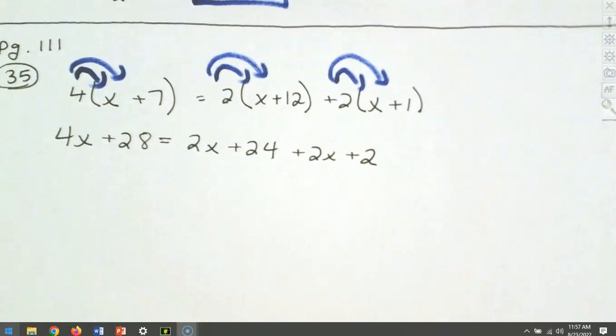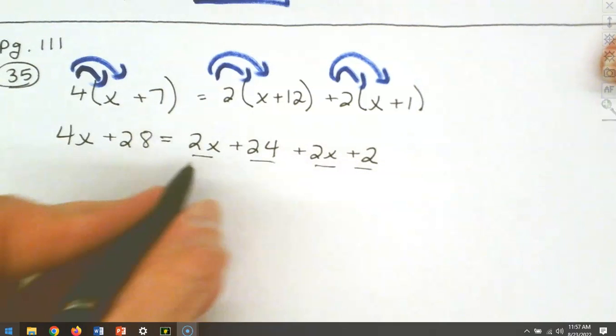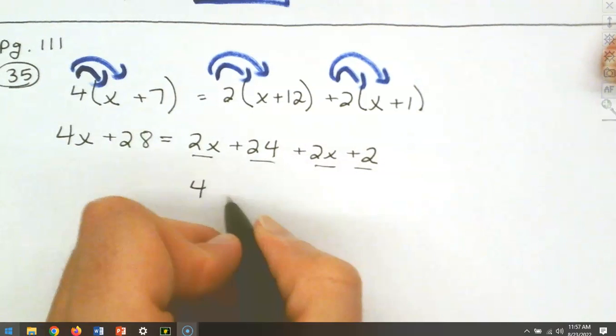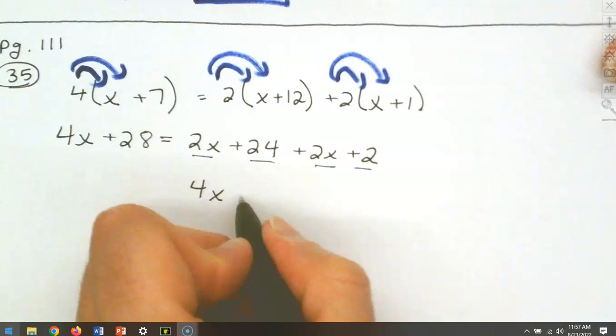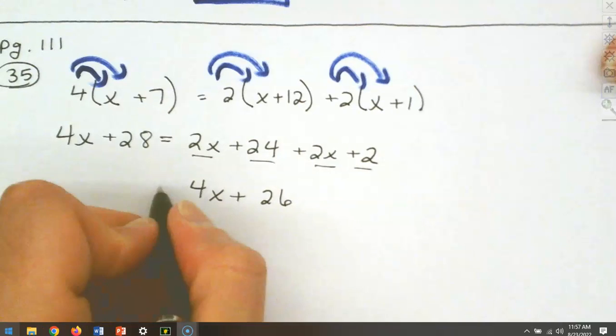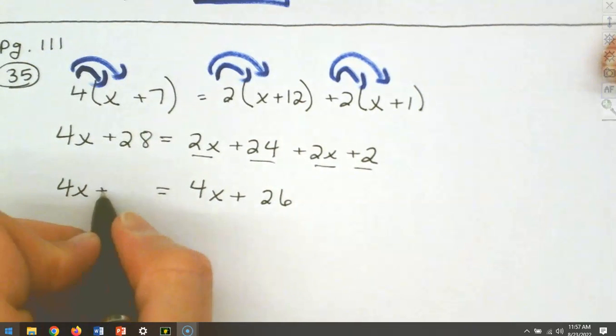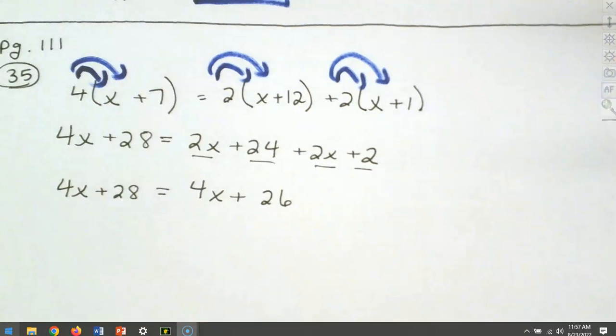Now we're going to combine. These can go together here. The x's can as well. So that means the right-hand side is a 4x plus, looks like 26. The left-hand side is 4x plus 28.